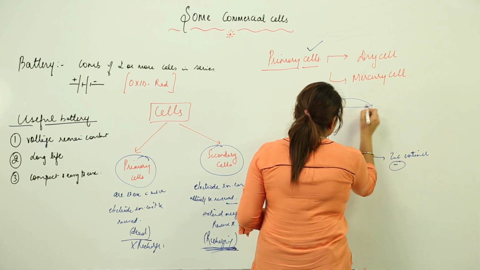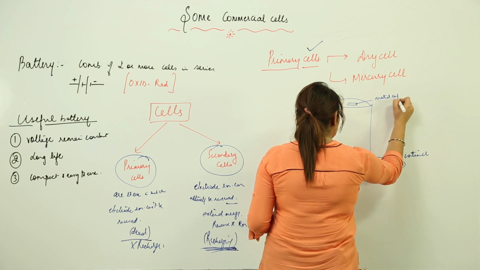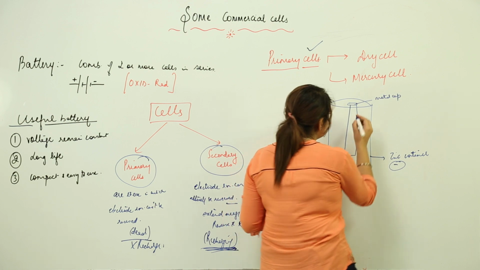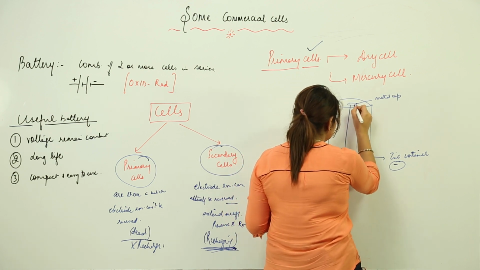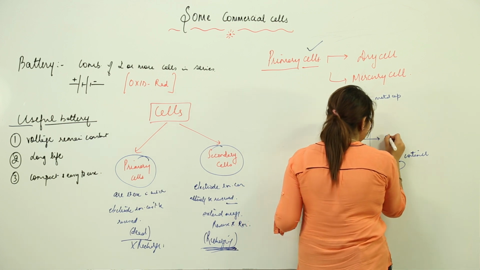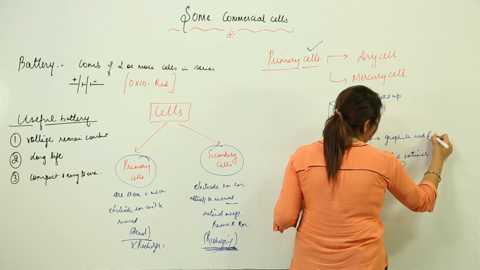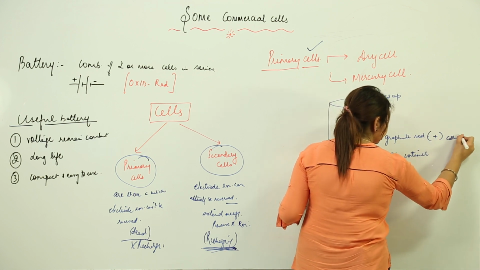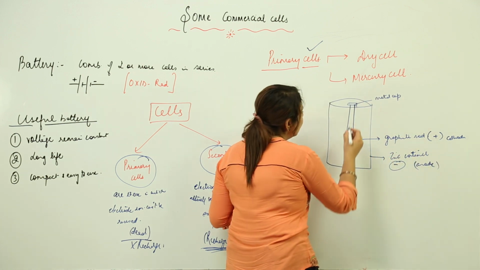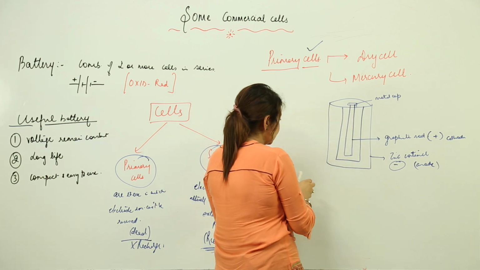You have a metal cap here, and a rod going inside, and this rod is basically a graphite rod. It is going to act as the cathode here. It is surrounded by a black substance.